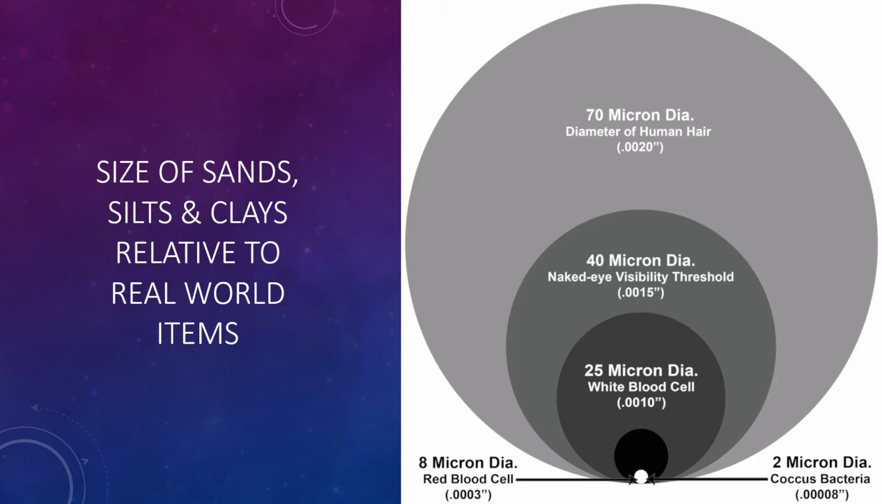And then 8 microns is a red blood cell, comprised by that black circle. And then 2 microns is a lot of the different bacteria. And I will tell you the average size of a virus is 0.35 microns or smaller. So we're dealing with very, very small things that you can typically only see under a microscope.